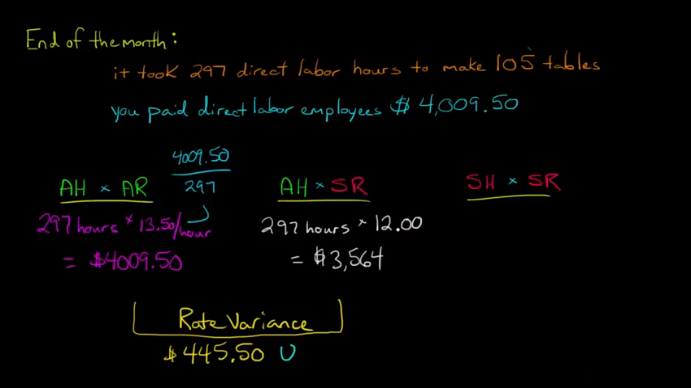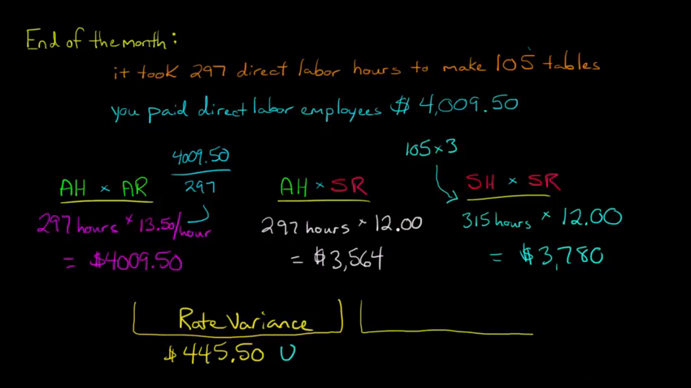So I'm going to write this. I don't want to belabor the point here, but this is, oh, that's the worst looking 3 ever. Okay, so 105 times 3, that's going to be 315 hours. And we're going to multiply that by our standard rate. Well, we've already done that before in the middle column. So that was $12 an hour. Okay. So now this is going to give us a total of $3,780.